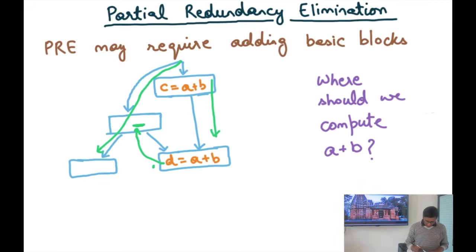So I shouldn't introduce any extra computations on any of the program paths in the program. But if I move A plus B here, then I have added an extra computation of A plus B on this particular program path. And that is not an acceptable solution for partial redundancy elimination, because to eliminate redundancy on one of the paths, we are adding redundancy on another path. We are adding extra computations on another path where they were not even required.